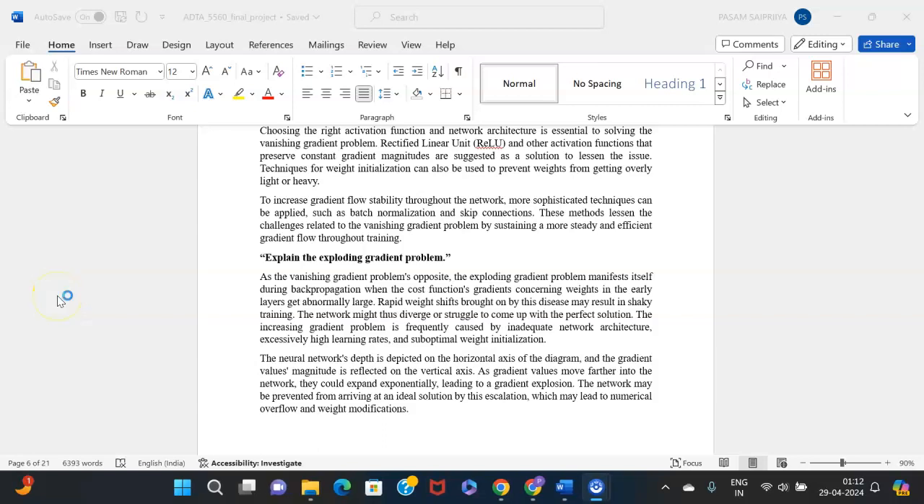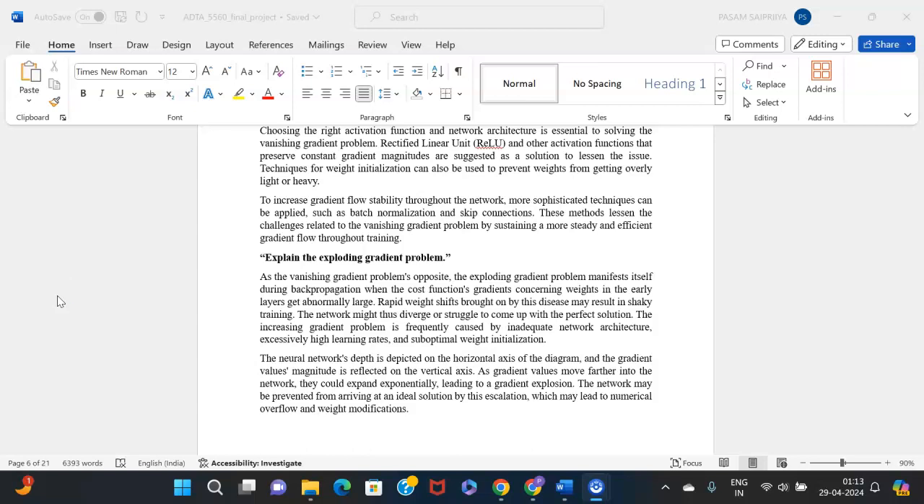Explain the exploding gradient problem. As the vanishing gradient problem's opposite, the exploding gradient problem manifests itself during backpropagation when the cost function's gradients with respect to weights in the early layers get abnormally large. Rapid weight shifts brought on by this problem may result in shaky training, so the network might diverge or struggle to come up with the perfect solution.